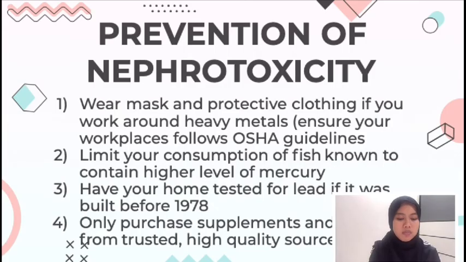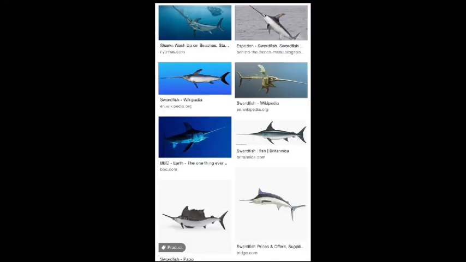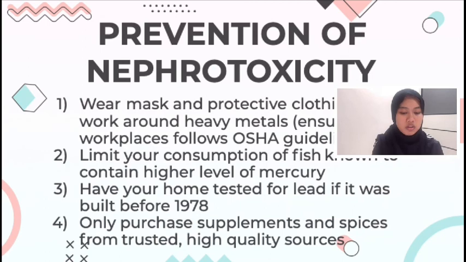Number 2, limit your consumption of fish known to contain higher levels of mercury, such as shark, ray, swordfish, barramundi, orange roughy, ling, and southern bluefin tuna. Number 3, have your home tested for lead if it was built before 1978. Number 4, only purchase supplements and spices from trusted and high quality sources.